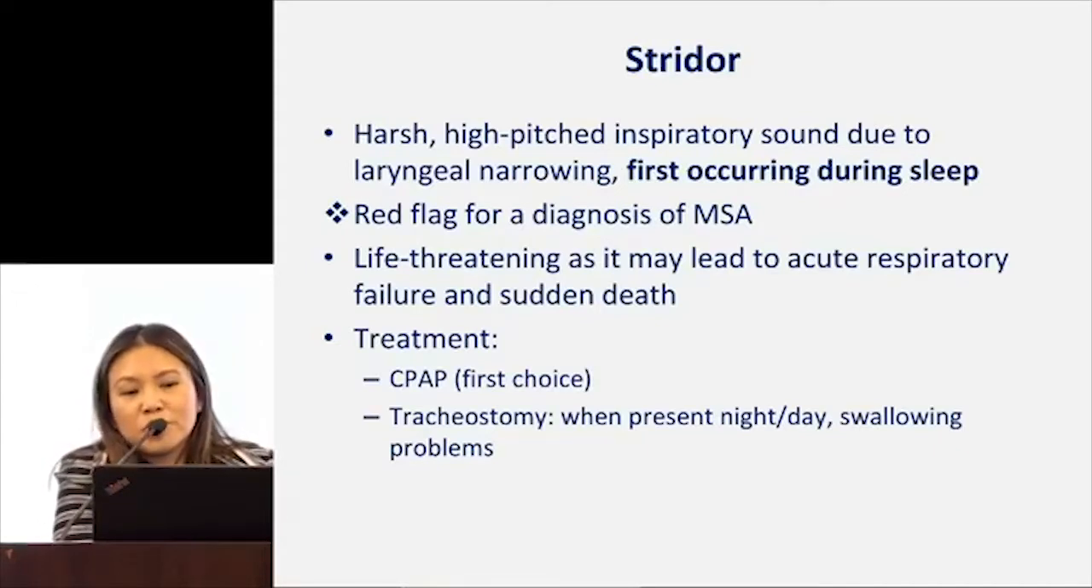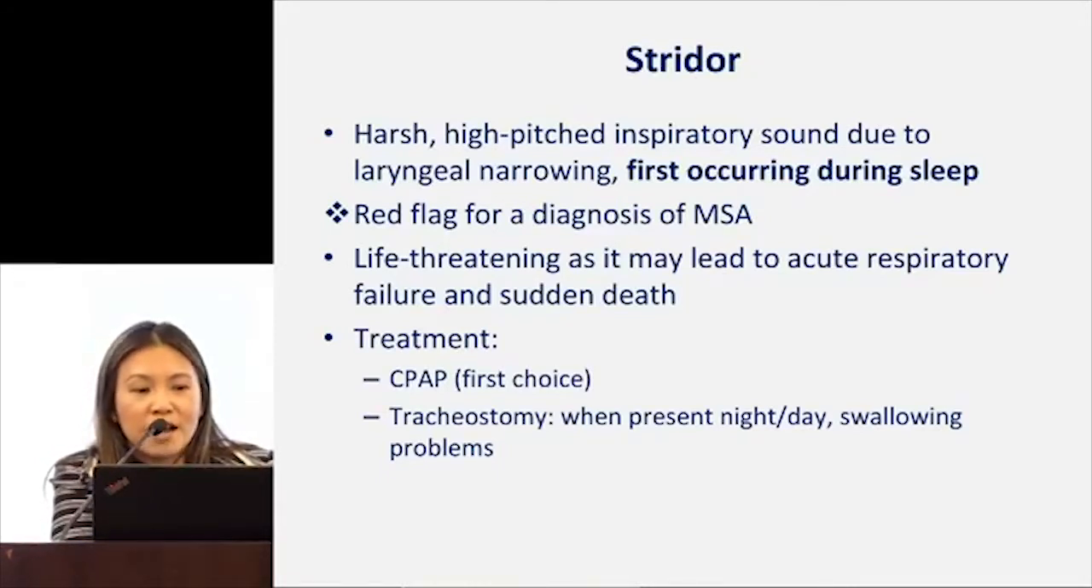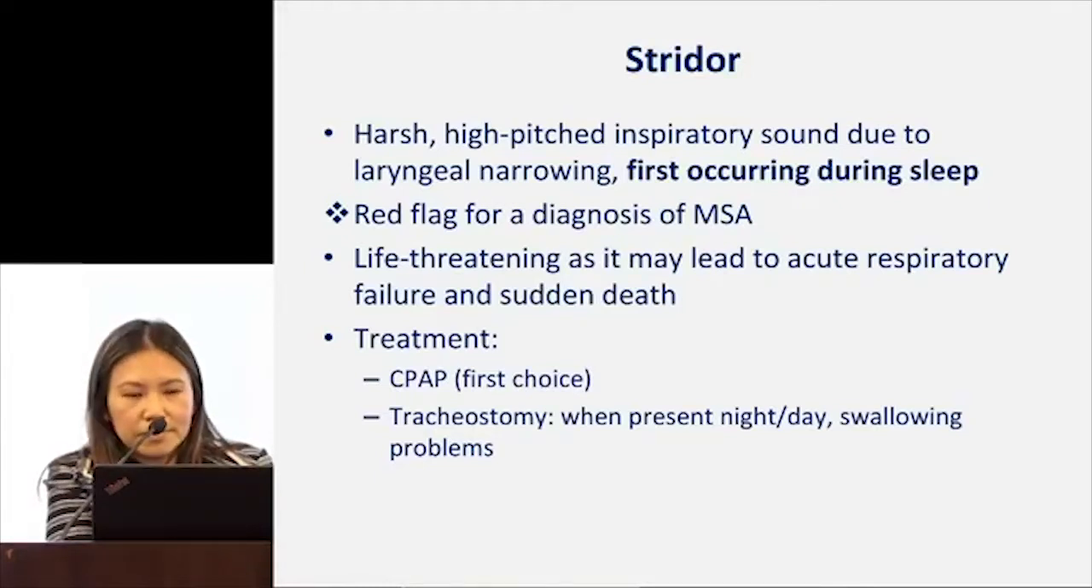So if I have a referral for stridor, if I'm the first doctor seeing the patient, I would call in my movement disorder specialist. It can be life-threatening because it can lead to acute respiratory failure and death. The treatment is CPAP, again, depending on the degree of the paralysis. And for tracheostomy, I recommend it when the symptoms are present during night and day, there are swallowing problems, or there is minimal opening of the vocal cords left.